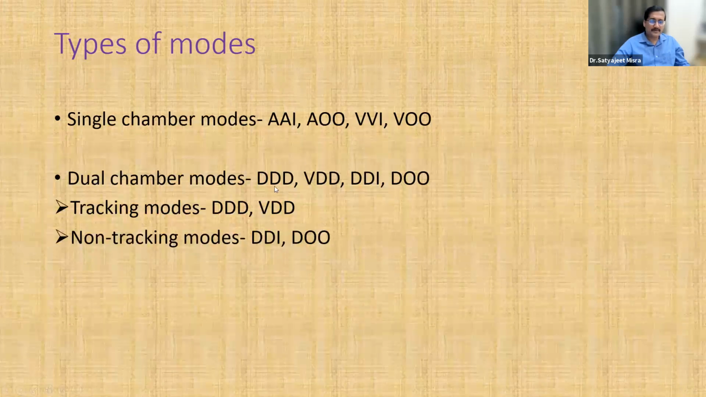You have dual chamber modes. You have the DDD mode, the VDD mode, the DDI and the DOO modes. Commonly intraoperatively, we use either the DDD or the DOO modes. Some of the modes are tracking. I'll tell you what tracking is. So you have the DDD mode or the VDD mode, which are tracking modes. The non-tracking modes are the DDI and the DOO.